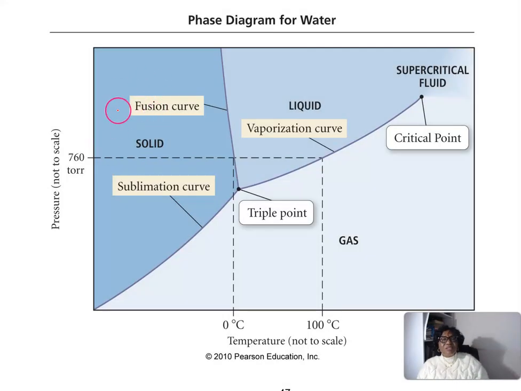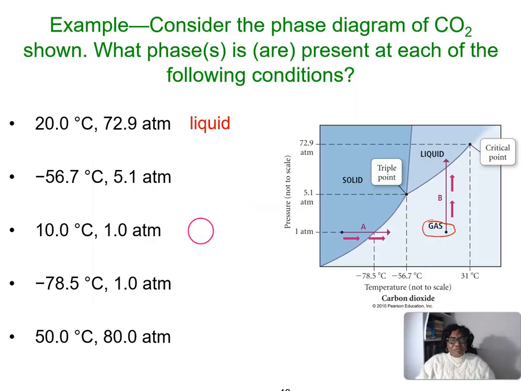So you see these different blue shades, these are regions. This is the region where you have the solids. This is the region where you have the liquids. This is the region where you have the gases. This line here, which separates the solid and the liquid, is a phase change. So we call it the fusion curve. This line here, which separates the solid and the gas, is sublimation.